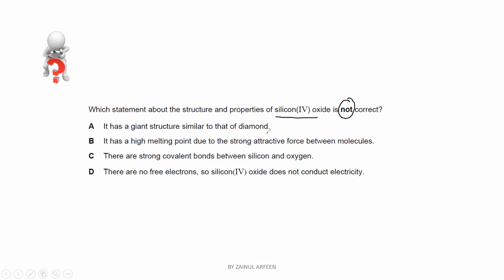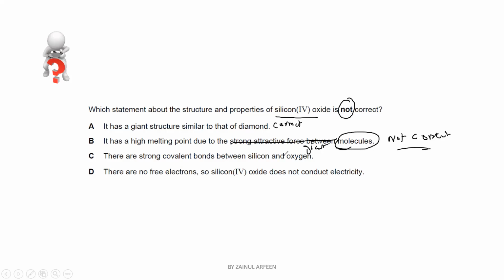It has a giant structure similar to that of diamond. That is true. It has a high melting point due to strong attractive forces between the molecules. There are no molecules in silicon dioxide because of the giant structure. It does have a high melting point. This is true, but not due to strong attractive forces between molecules. That is due to the giant structure. So this statement is not correct. It would be correct if they wrote giant structure, but they did not. That's why it is not correct.